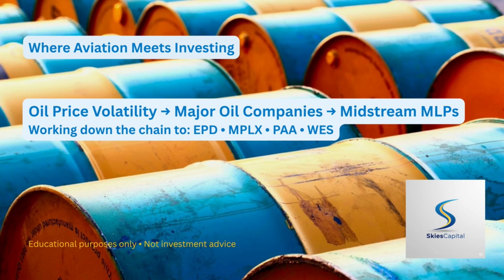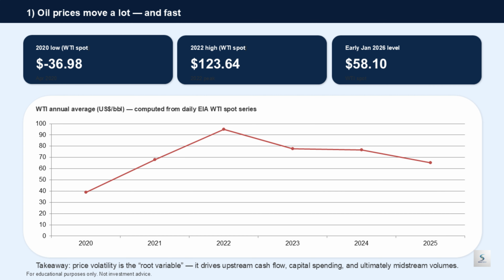Let's go. Here's the roadmap. First, what actually moves oil prices. Second, how the major oil companies respond across the value chain. Third, how that response translates into midstream volumes and cash flows. And then we'll go company by company, EPD, MPLX, PAA, and WES. Full disclosure, I do own MPLX and EPD in my long-term portfolio.